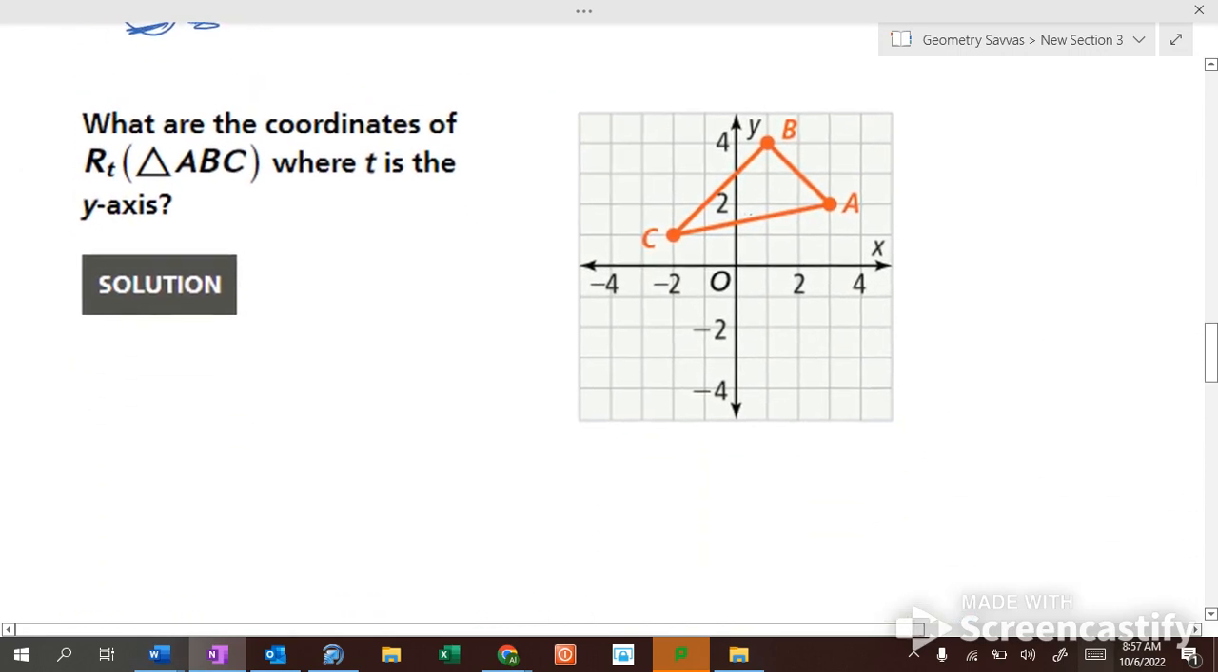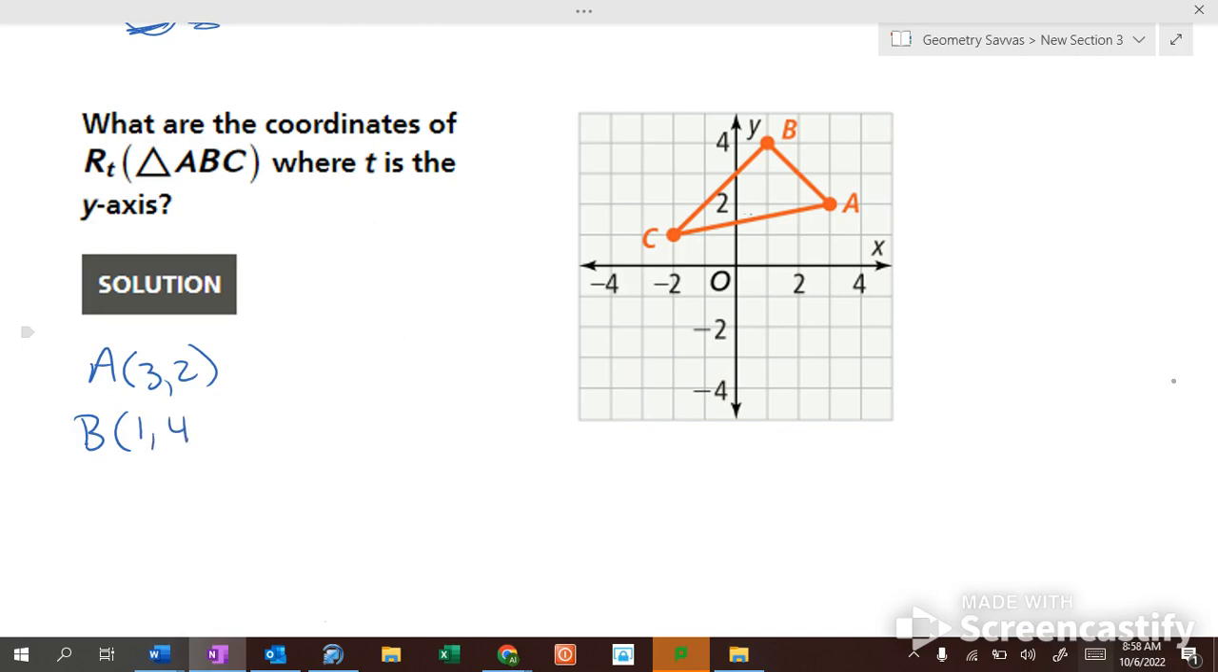All right, what are the coordinates if you reflect ABC across the y-axis? Okay. A was at 3, 2. B was at 1, 4. C was at negative 2, 0. Where's A prime, B prime, and C prime?